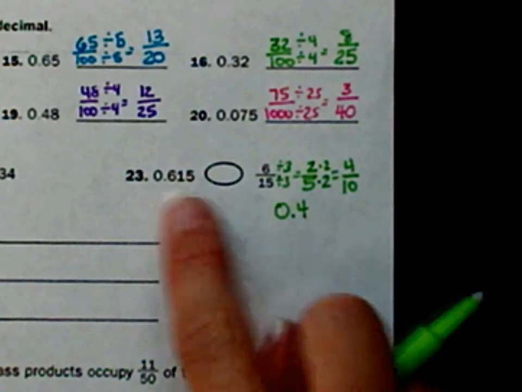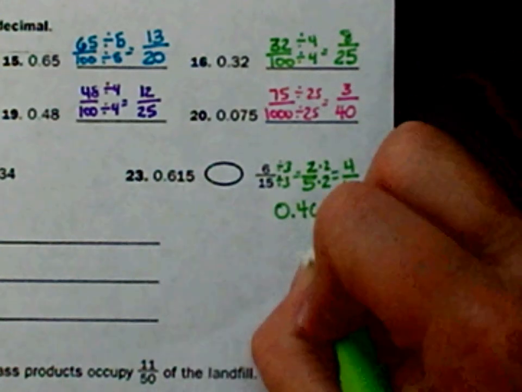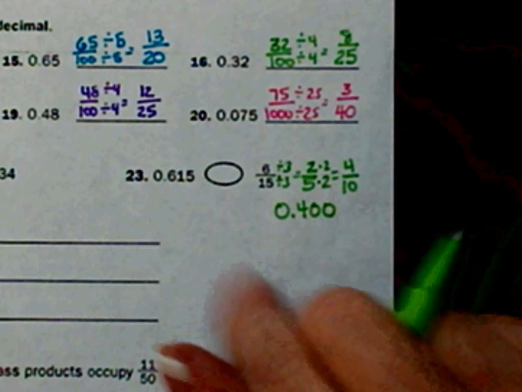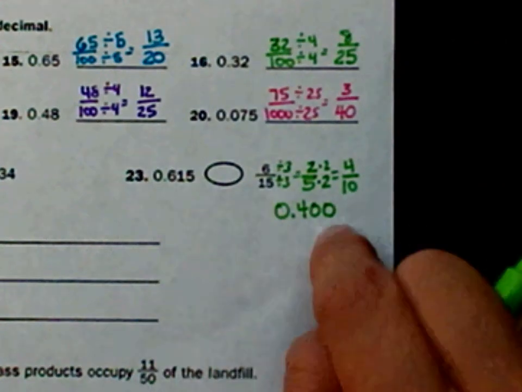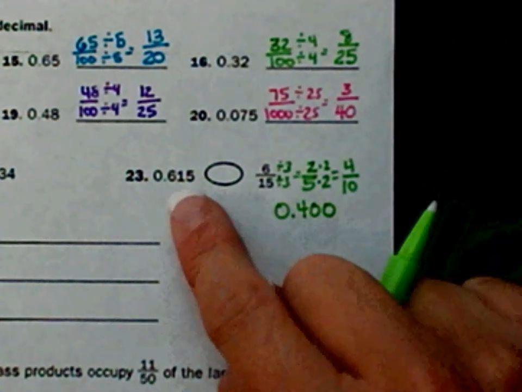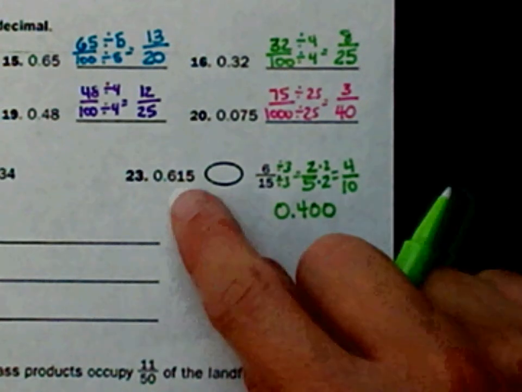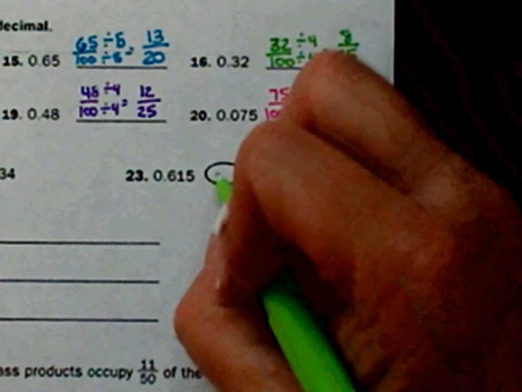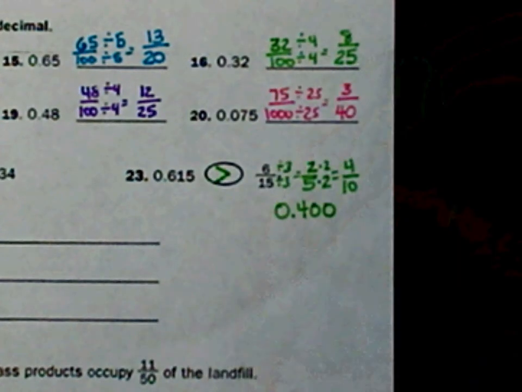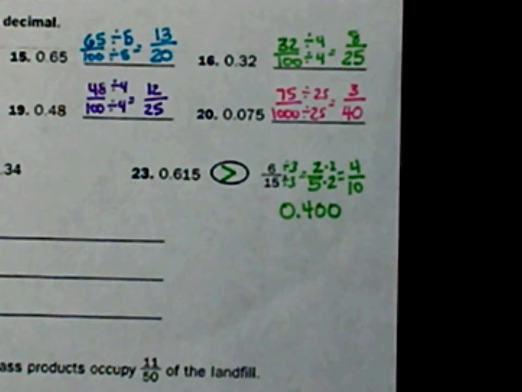Okay, tenths and thousandths I don't like. I'm going to add a 0 and a 0. I'm not adding any value, but I'm just adding so that the place values sound the same. So 615 thousandths, 400 thousandths. Then I can look at it as 615 and 400. Which one's greater? 615 thousandths is greater than 400 thousandths.